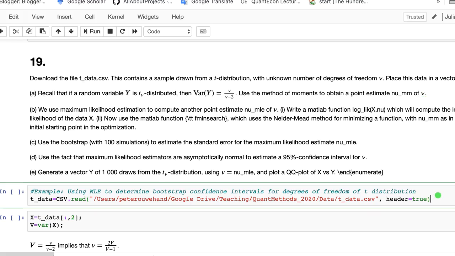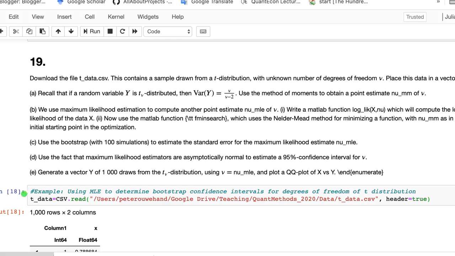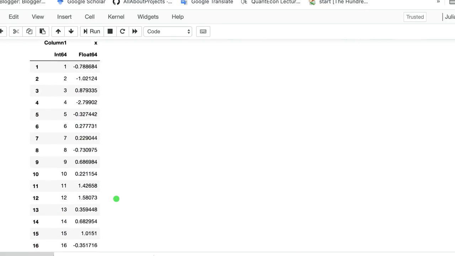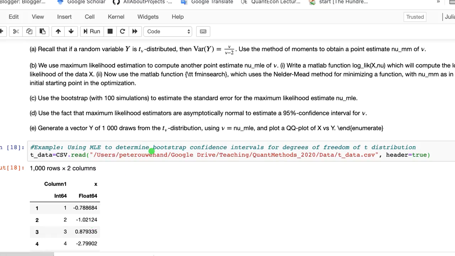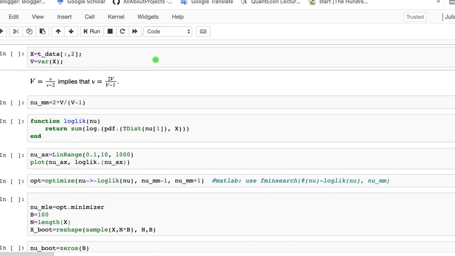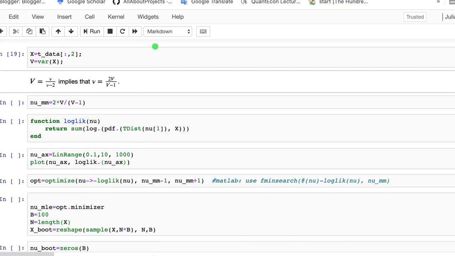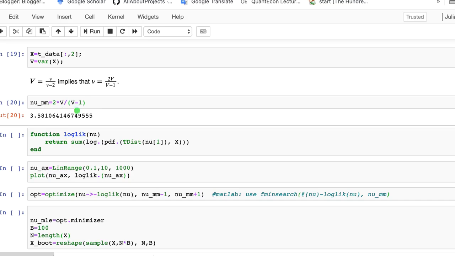So let's do that. We'll read the data. And the data contains 1,000 points drawn from a t-distribution with unknown parameter nu. We put the data into a vector x and we compute the variance v, and then the fact that the variance is equal to nu over nu minus 2 can easily be solved for nu in order to show that nu is equal to 2v over v minus 1, and that gives us our method of moments estimator of nu, 3.58.